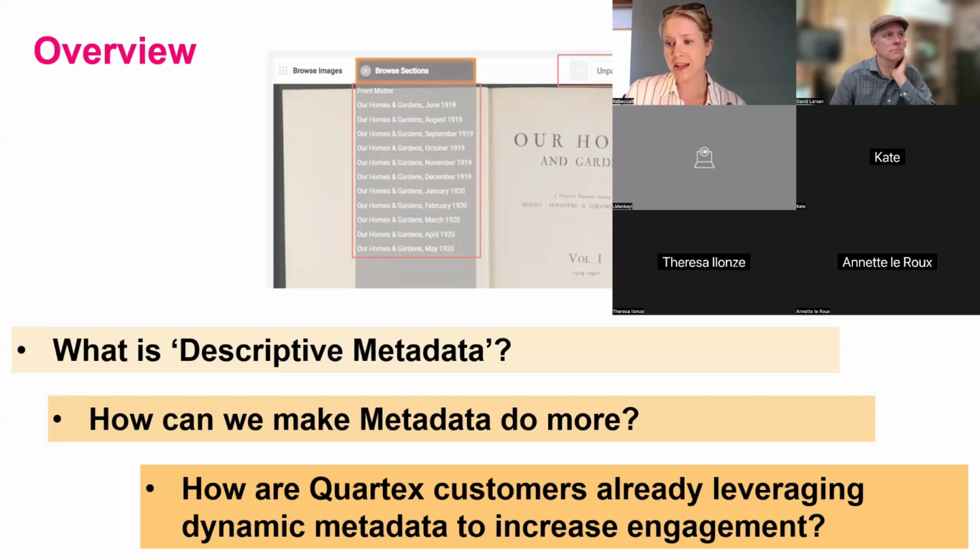But before we jump into what will form the bulk of the session, examining some customer examples and looking at different types of metadata available in Quartex, how they can be presented and leveraged on published sites, we'll also be giving you a kind of introduction to how that data actually gets configured in the administrative side of the platform. So Quartex as a platform is a DAMS, a digital asset management system, and a CMS, a content management system that allows you to manage your digital collections online.